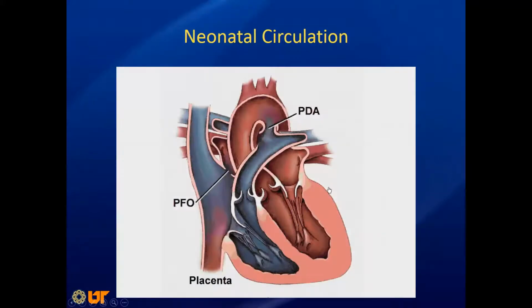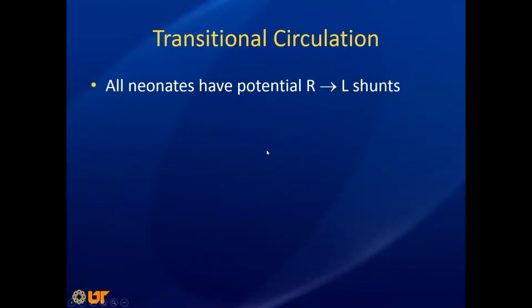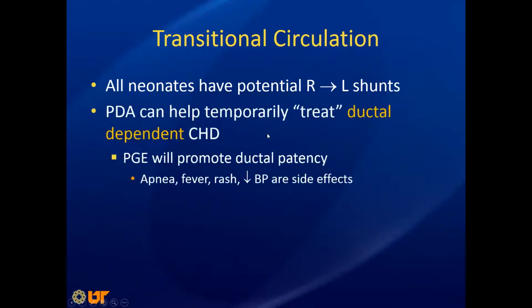So neonatal circulation. So now we're born, but we still have a couple of those things that are present in fetal circulation. So we have that PFO and that PDA, and that can definitely be present in those early, especially several hour-old neonates, despite being term or preterm. So all neonates have potential right to left shunts, and many of you have seen desats intermittently, especially in these preterm infants that have those shunts. PDAs for us can be good and bad.